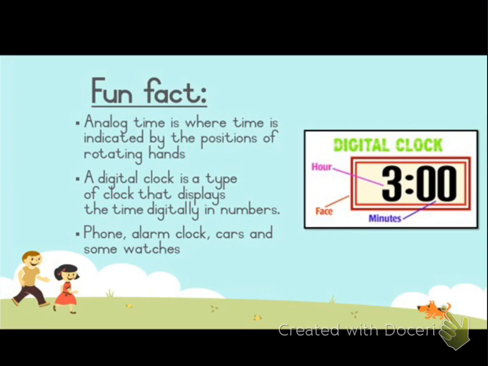If you have a look at the picture, you can see what digital time looks like. There is also a face where the numbers are displayed. The numbers on the left side show the hours. The numbers on the right side show the minutes. But we will learn more about digital time later.